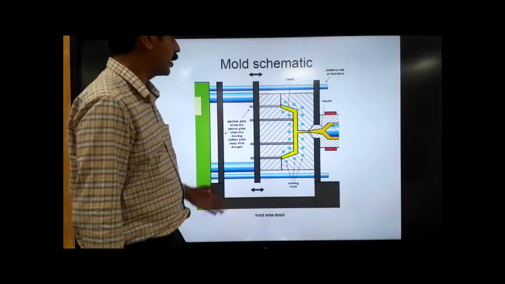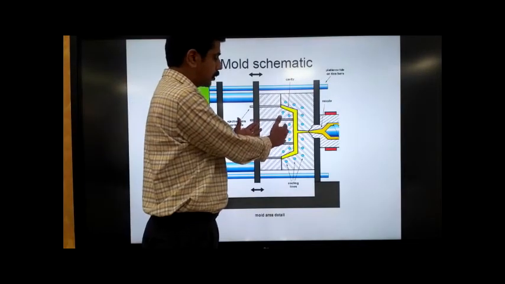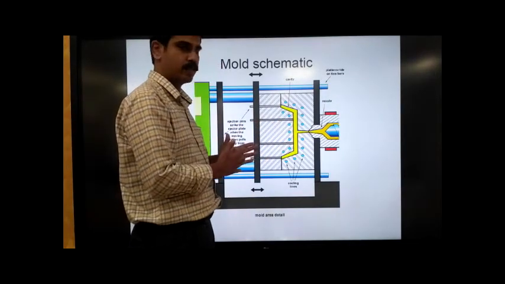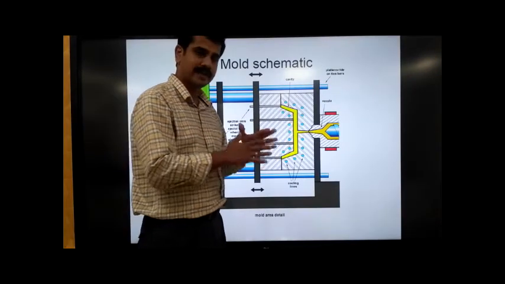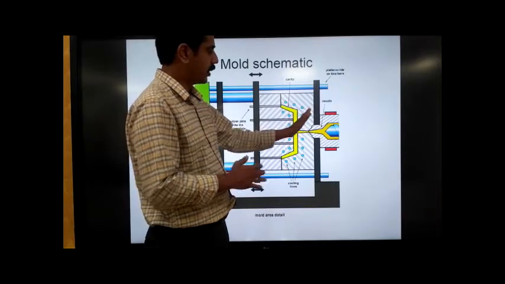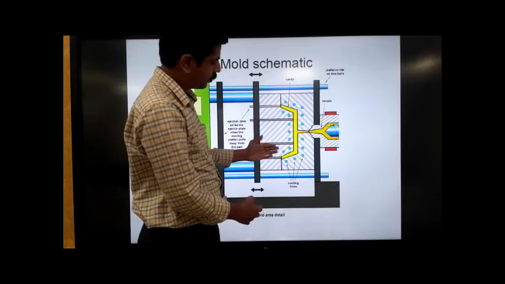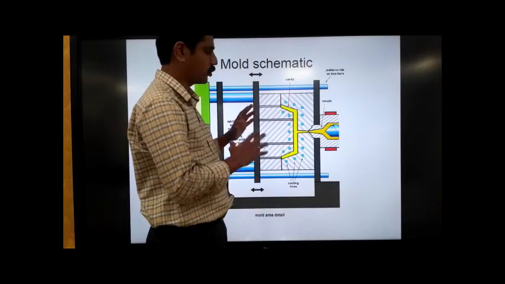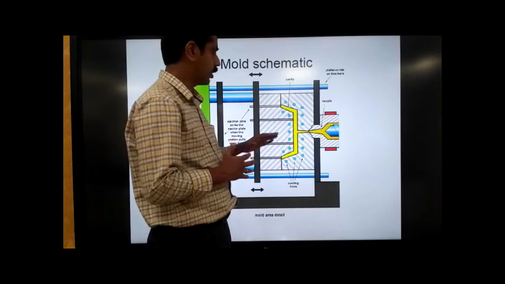Normally in a schematic representation, you can see that the part that gives the inside shape to the product is known as the core half, and the part that gives the external shape to the product is known as the cavity half. So this is the cavity half because it gives the external shape, and this is the core half because it gives the internal shape to the product.